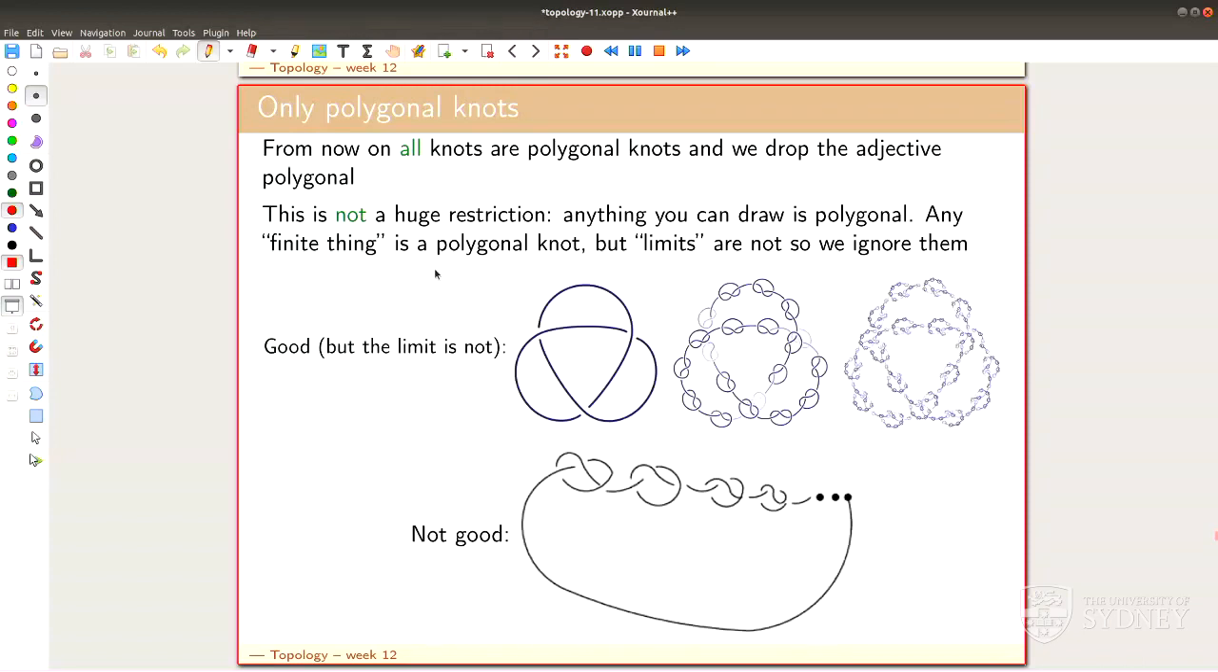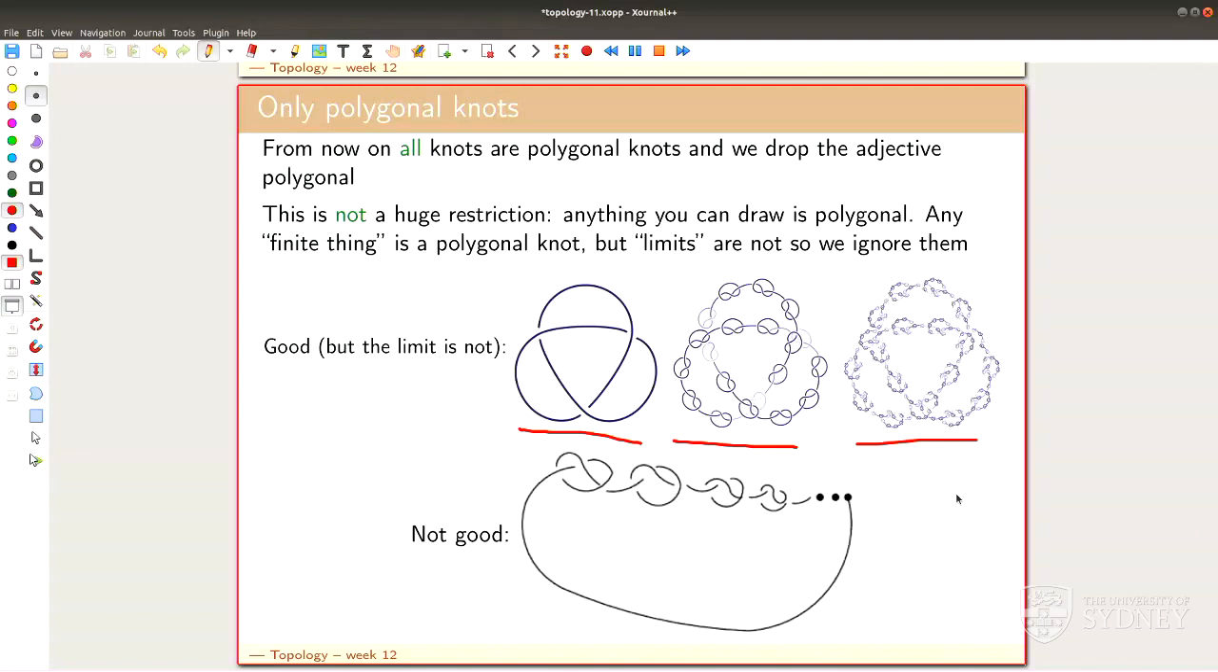So these things are not good. So you can think of a knot that is a knot in a knot in a knot in a knot or something. Any finite picture is good, but something like a limit of those. So here you have a trefoil, and on the trefoil you put smaller trefoils, and on the smaller trefoils you put smaller trefoils, and so on. You can think of this limit of this picture.